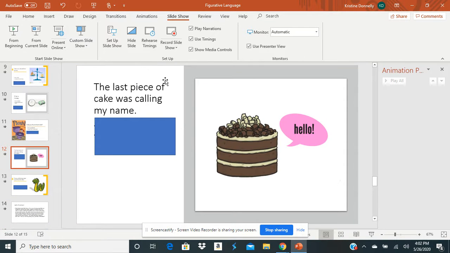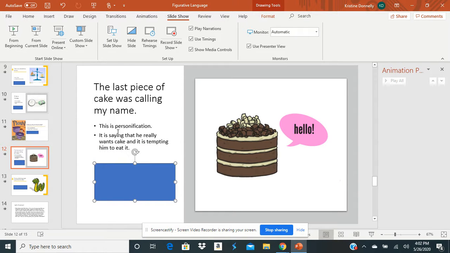The last piece of cake was calling my name. This is an example of personification. You will write personification on the blank. It is saying that he really wants cake and it's tempting him to eat it. We know that cake can't talk, so this is an example of personification because it's giving human qualities to cake. It's making the cake talk. However, what it really means is that somebody's looking at the cake and it feels like the cake is calling their name to come and eat it.